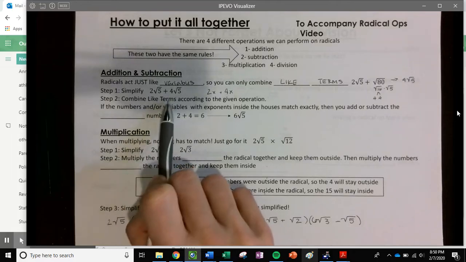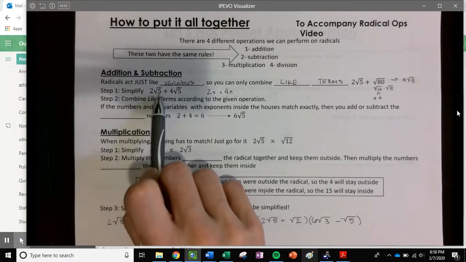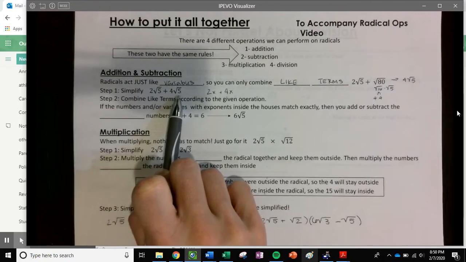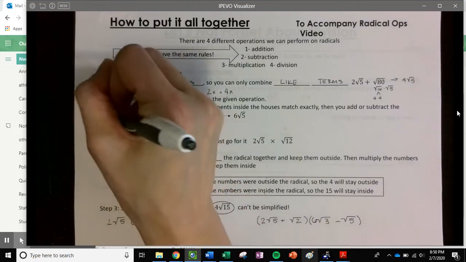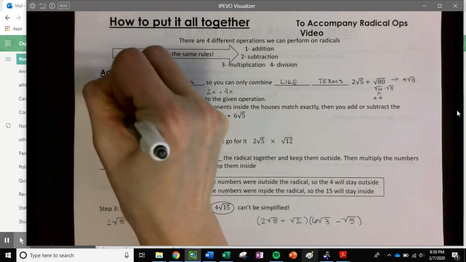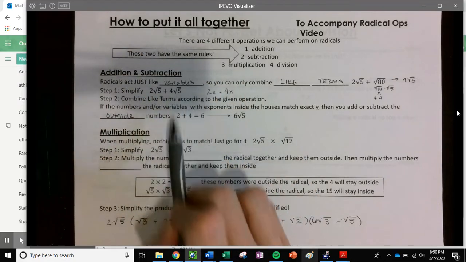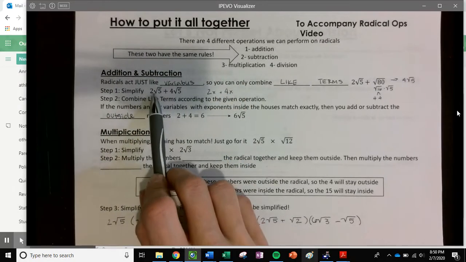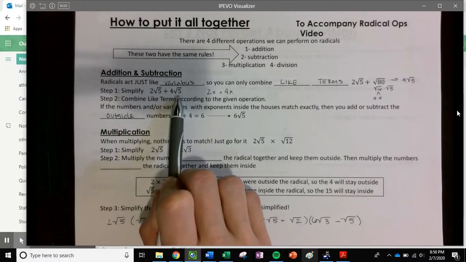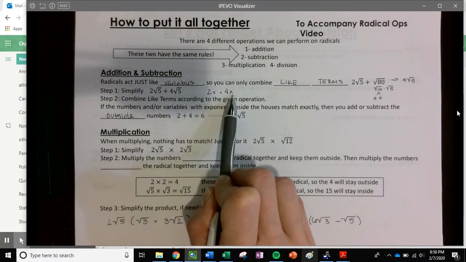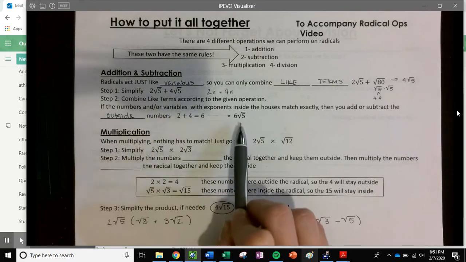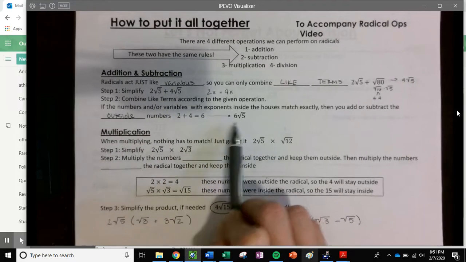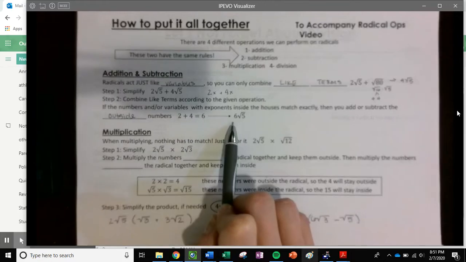If the numbers or the variables with exponents inside the house match exactly, then we perform the indicated operation on the outside numbers. Consider those the coefficients, consider the radicals the variables. So in this case, 2 square root 5 plus 4 square root 5, just like 2x plus 4x, I'm adding the coefficients together. So I'm adding the 2 plus the 4. My answer is 6 square root 5 because 2 plus 4 equals 6.